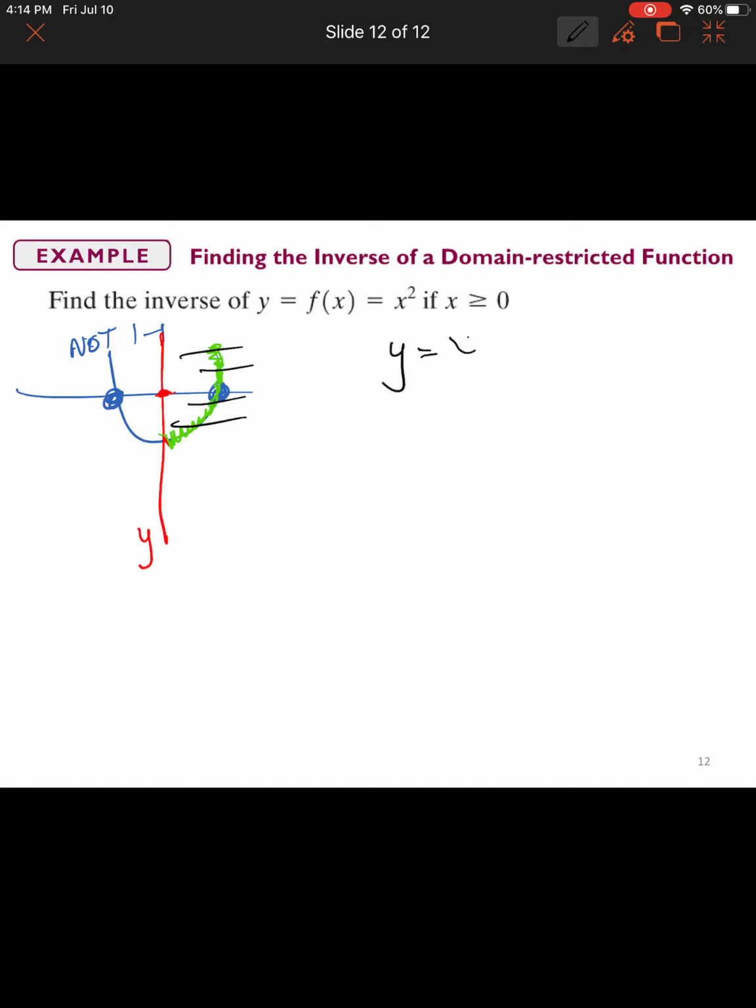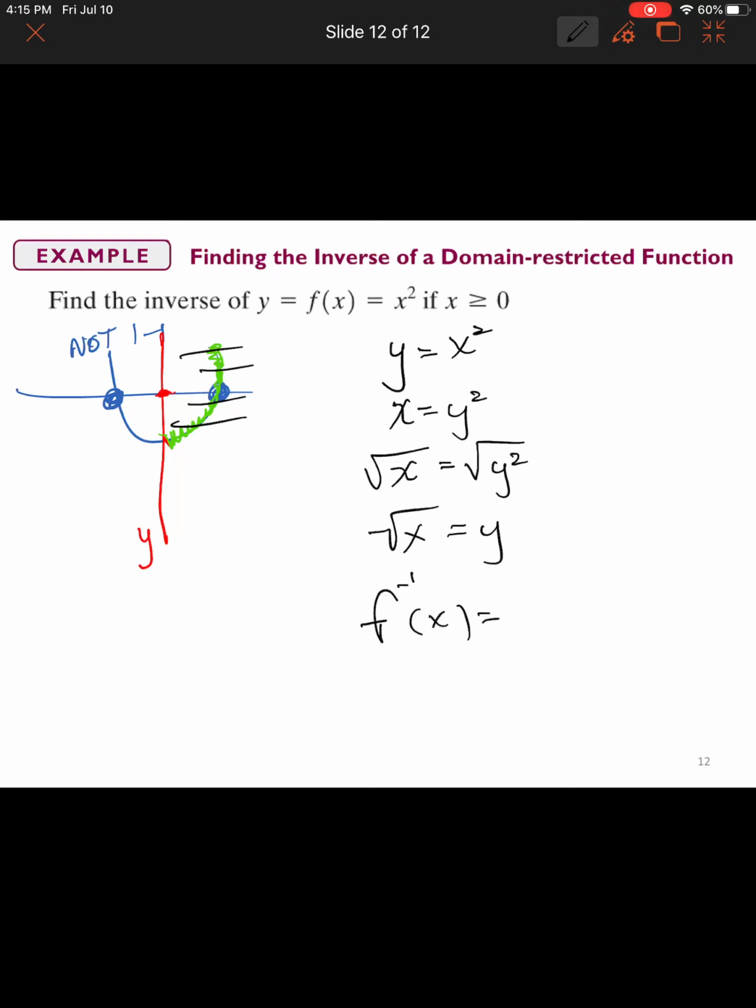We rewrite f of x as y equal x squared. Swap x and y, x equal y squared. Solve for y, square root of x equals square root of y squared. That's simplified, equals. And finally, we have our inverse function, f inverse of x equals square root of x.